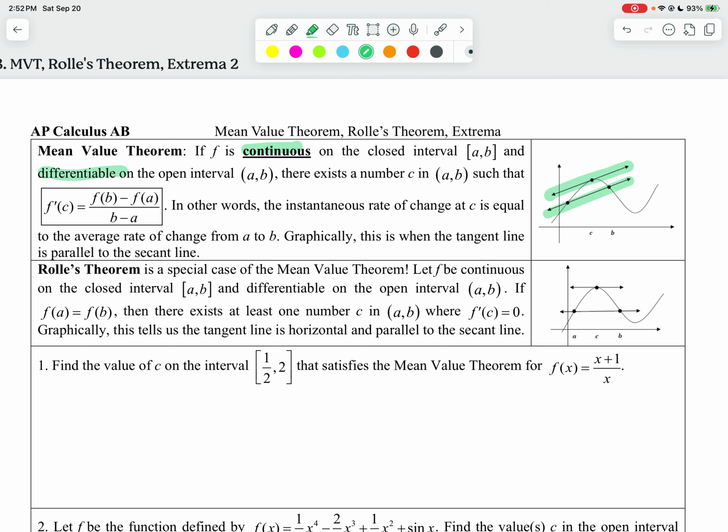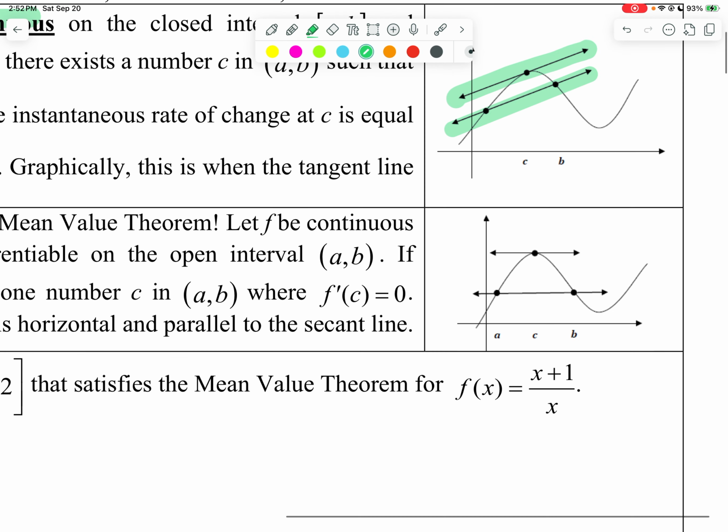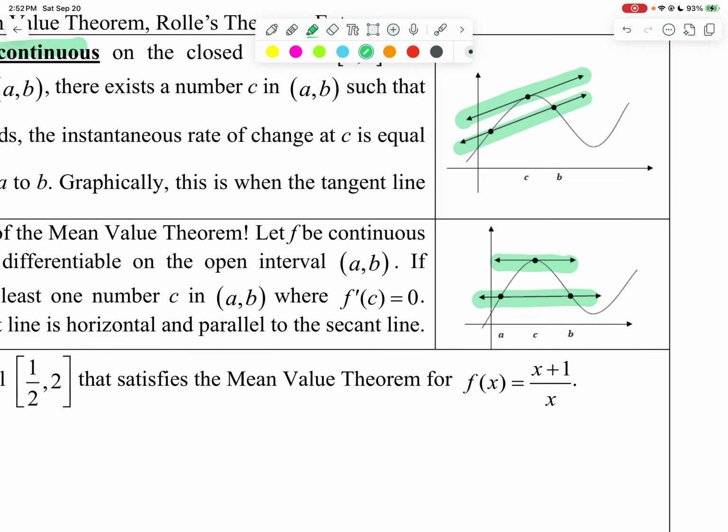Very cool. Rolle's theorem is just another special case. That's just whenever we have the average rate of change being 0. Therefore, we have a horizontal tangent line. So your derivative is going to be 0.